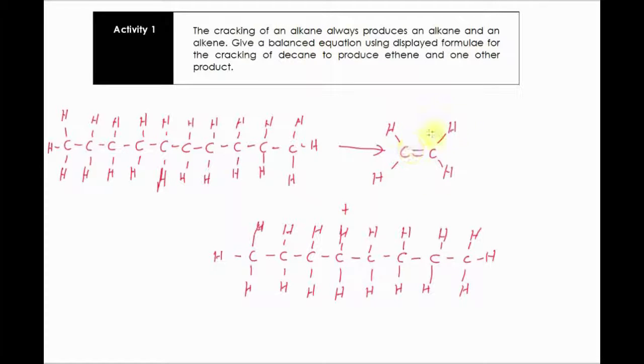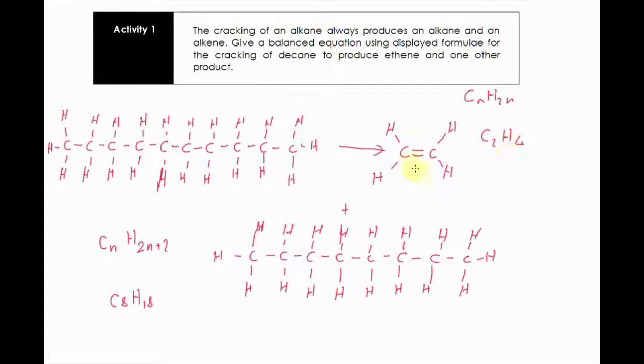Now this is an alkene, so alkenes have this general formula CnH2n. So if we've got 2 carbons, we're going to have 4 hydrogens. And this is an alkane, and alkanes have the general formula CnH2n plus 2. So if we've got 8 carbons in the carbon chain, we're going to have double that, which is 16, add on 2, which is 18.